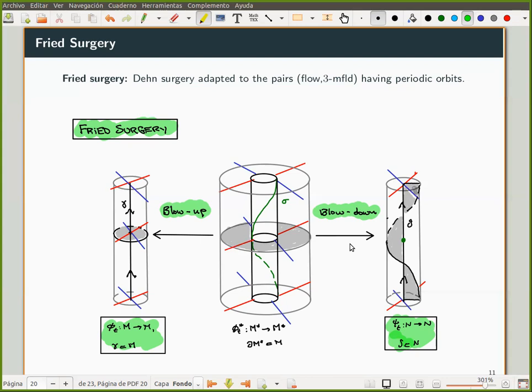And there are some technical issues with this construction. So in particular, in the case of Anosov flows, one question is to understand if this surgery transforms Anosov flows into Anosov flows, or flows which are equivalent to Anosov.